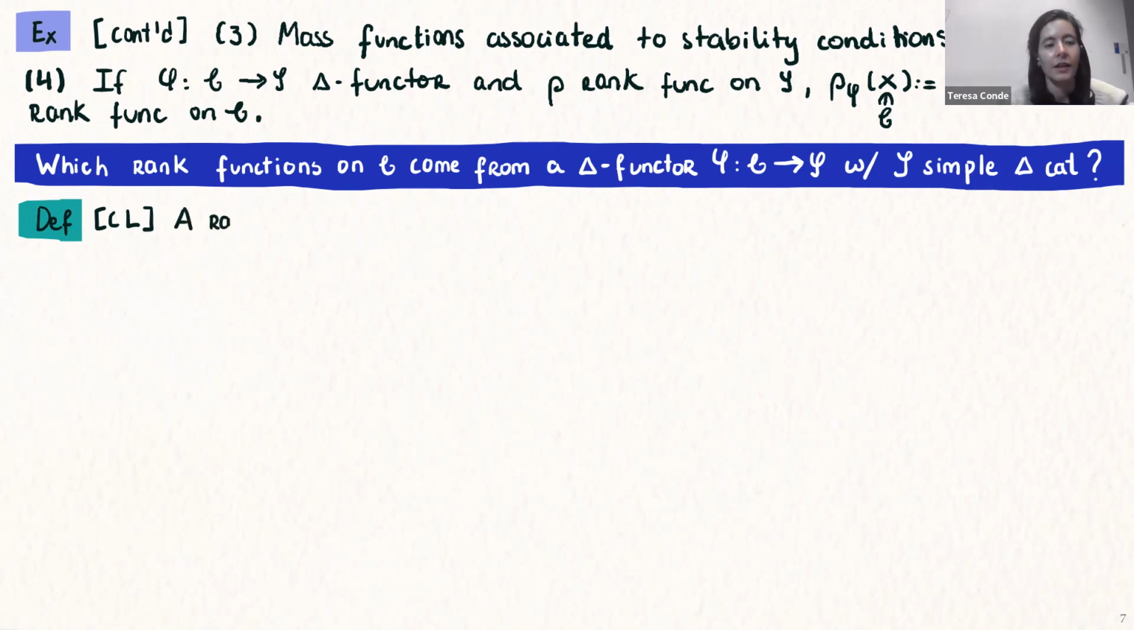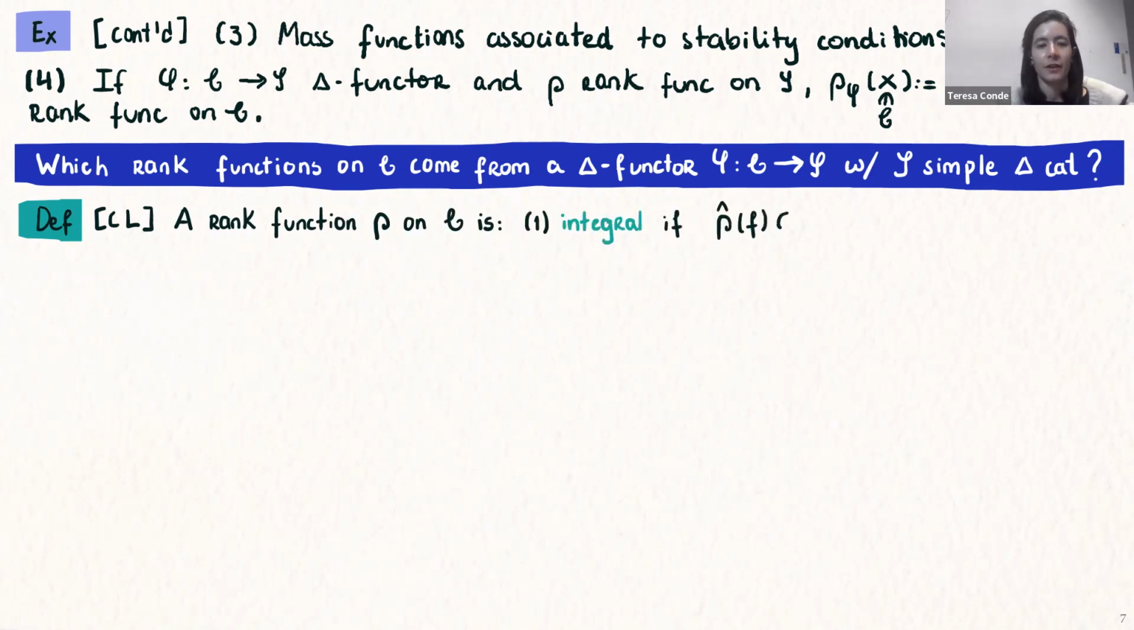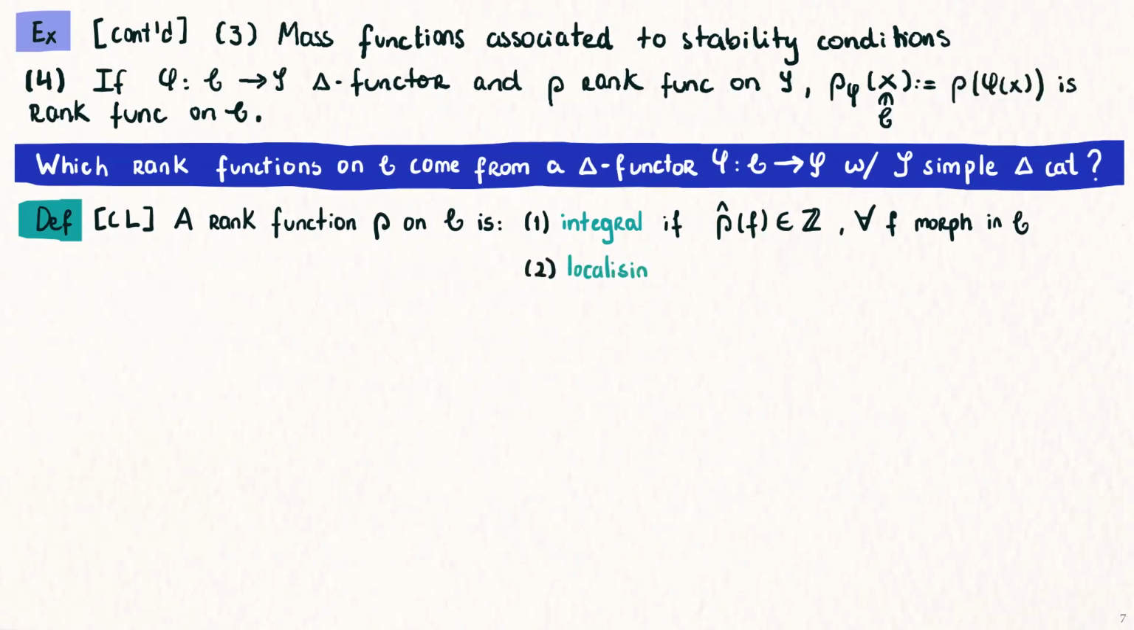So we are going to say that a rank function rho on C is integral if its counterpart on morphisms only takes integral values.